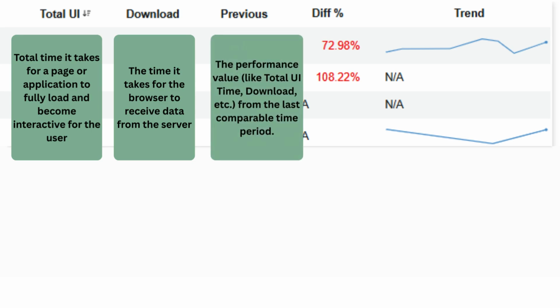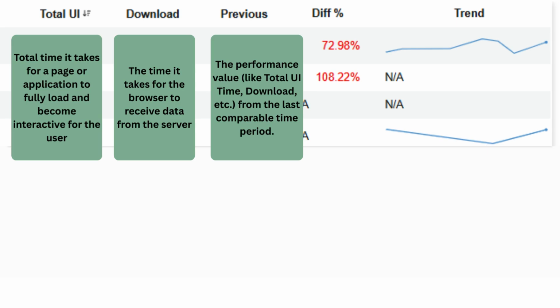Previous is the same metric from the last time period, used for comparison. If you're viewing the last 24 hours, previous shows the value from the day before. If you're viewing the last 7 days, previous shows the value from the previous 7-day period.